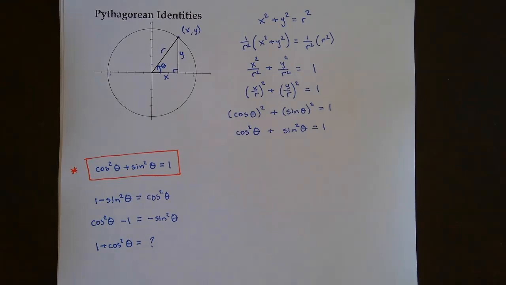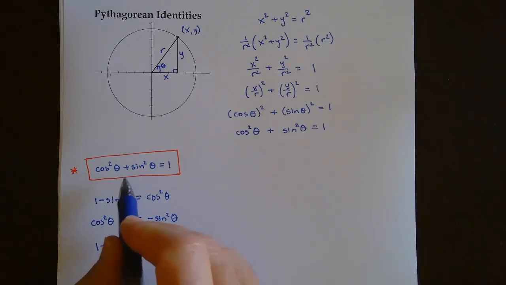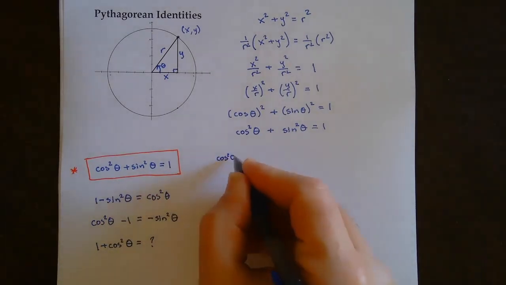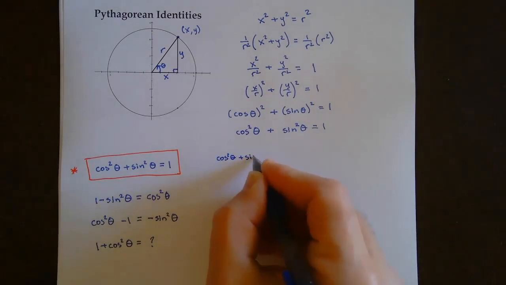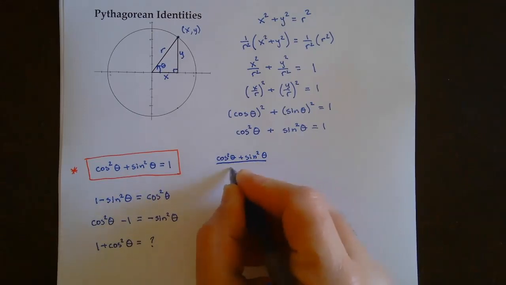Another one that we can do is divide both sides of this equation by the same thing. This is a manipulation, kind of like this, but it gives us a brand new one. What I'm going to do is divide both sides by cosine squared theta. So if I divide this left-hand side by cosine squared theta, I'm going to get cosine squared theta plus sine squared theta, and I'm going to divide this side by cosine squared theta.